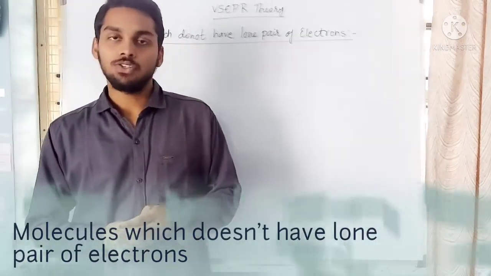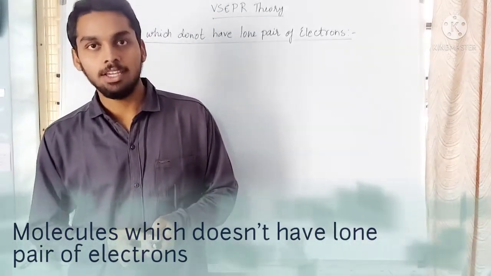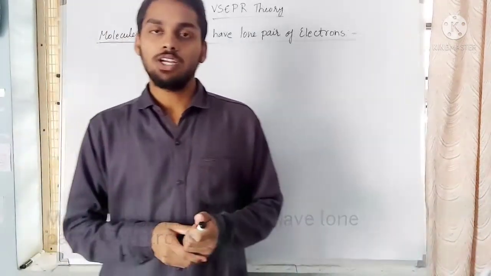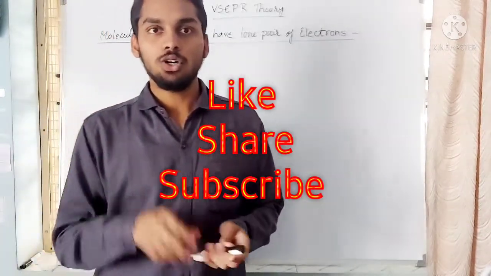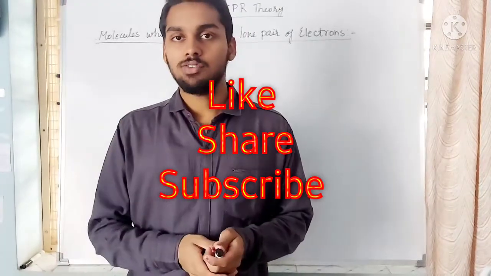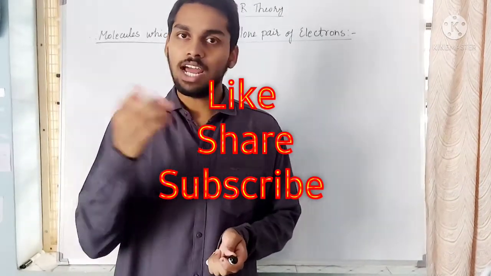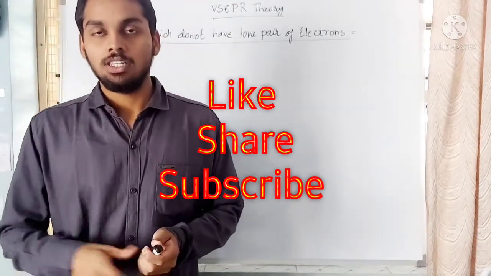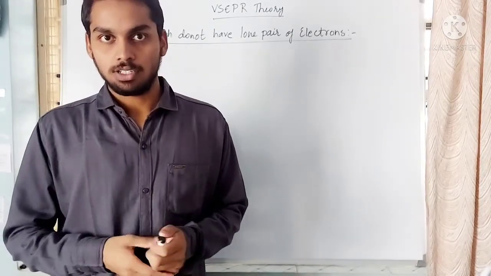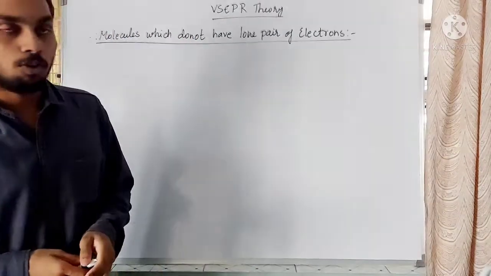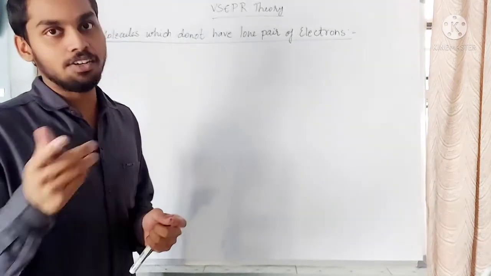In the previous video, we saw the postulates of VSEPR theory. In this video, we are going to determine the shapes of molecules using VSEPR theory. Basically, there are two types of molecules we can observe. One type has lone pairs of electrons. The other type has no lone pairs of electrons. Today we are going to see the molecules which don't have lone pairs of electrons. In the next video, we are going to see the molecules which have lone pairs of electrons.